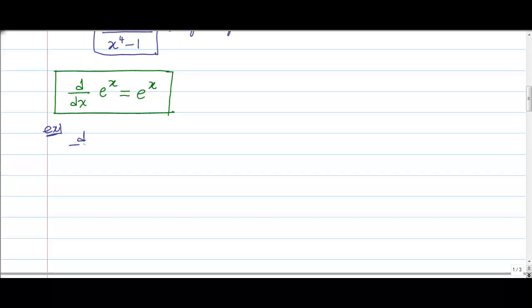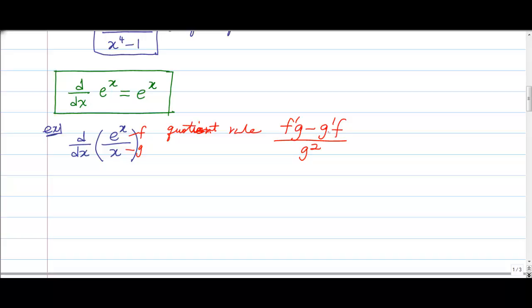So let's do the derivative of e to the x over x. Okay. Now you look at this problem and you say, okay, I have a quotient here, so I need to use the quotient rule. And so I'm going to call this guy f, call this guy g, and the quotient rule tells me f prime g minus g prime f all over g squared.